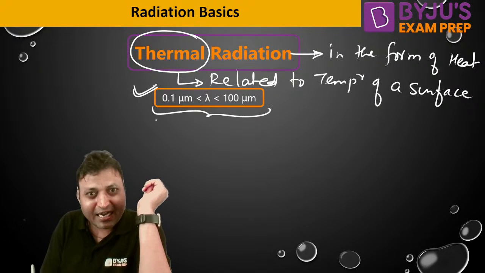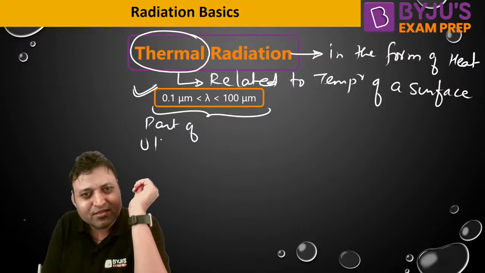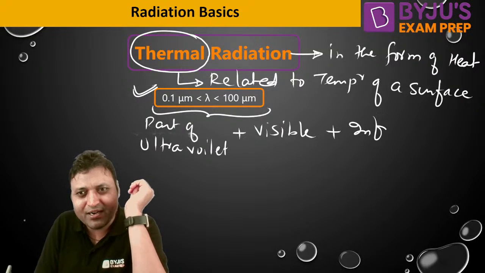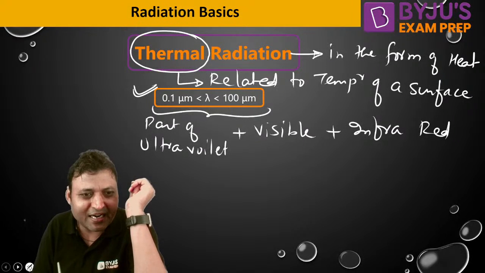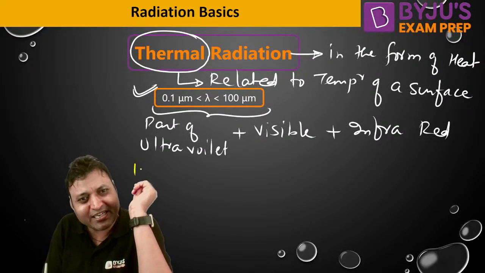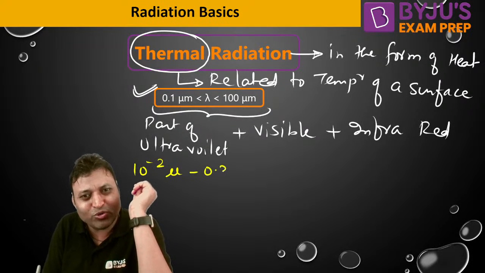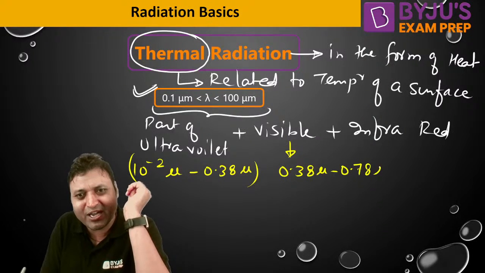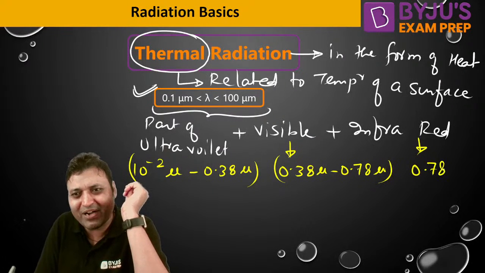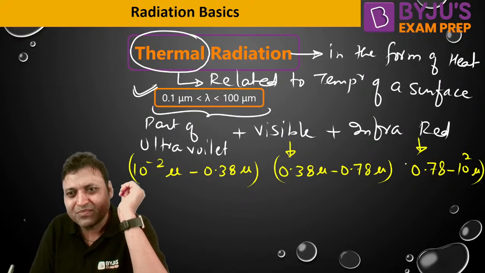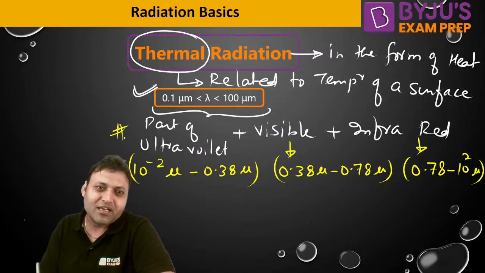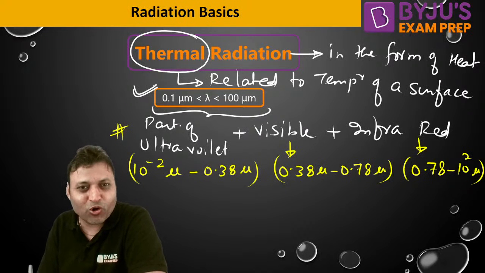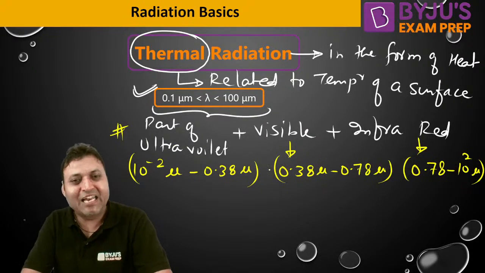So this range covers part of ultraviolet radiation, plus visible light, plus infrared. The range for ultraviolet radiation is from 10^-2 micron to 0.38 micron. For visible light, it is 0.38 micron to 0.78 micron. And for infrared, it is 0.78 to 10^2 micron. These are the wavelength ranges for these electromagnetic waves. So from 0.1 micron, 10^-1 micron, to 10^2 micron, it covers part of ultraviolet, visible and infrared radiation.